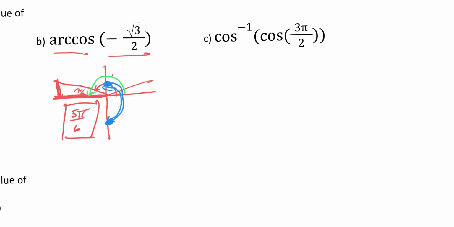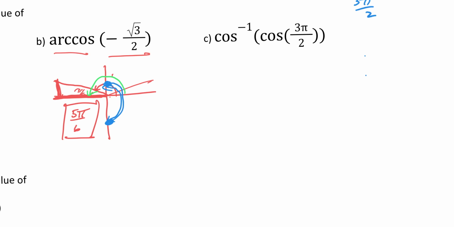Okay. Now we're going to look at the cosine inverse of the cosine of 3 pi over 2. Now, there's this obviously common term, cosine inverse and cosine, that seem like they're just going to cancel and give us an answer of 3 pi over 2. The trouble is that the answer of 3 pi over 2 is outside of our domain from 0 to pi.